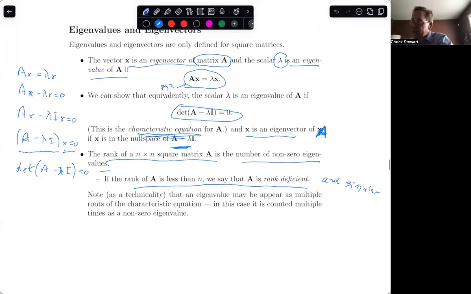And there's some technicalities here. An eigenvalue may appear as multiple roots of the characteristic equation, in which case it is counted multiple times as a non-zero eigenvalue. Okay, let's keep going.